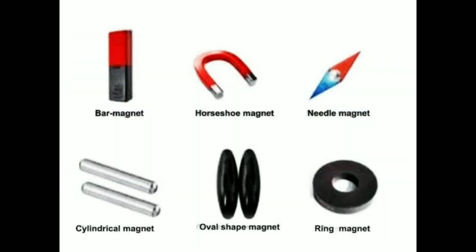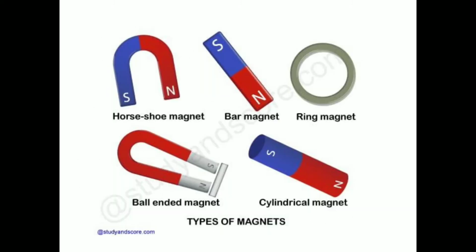Here you can see there are different types of magnet. These are all the different kinds and shapes of magnet. You can see there is a bar magnet, horseshoe magnet, needle magnet, oval shaped magnet, ring magnet, cylindrical magnet. These are all the different types of magnet that we can see around us.